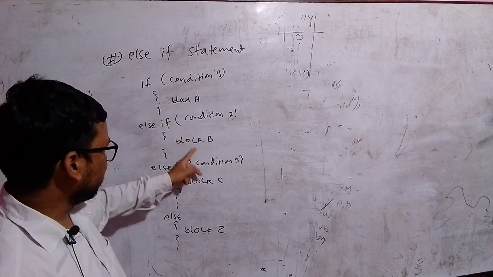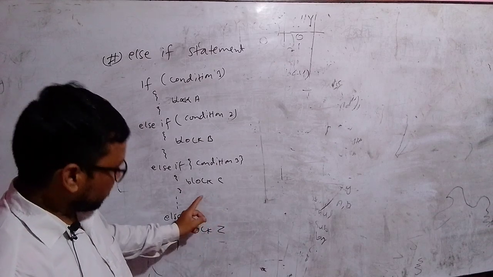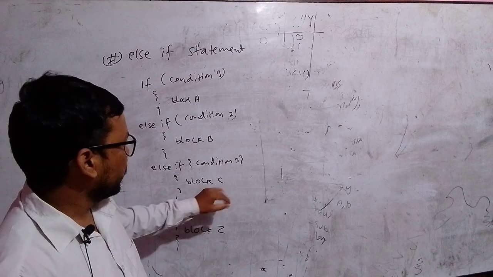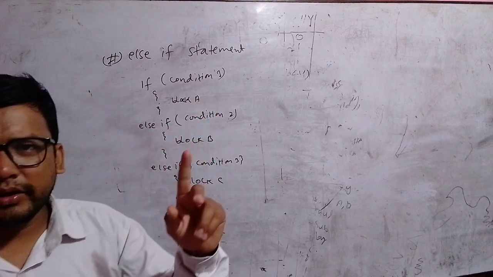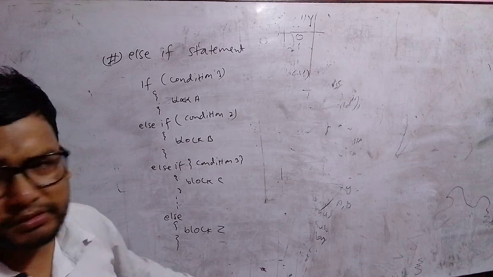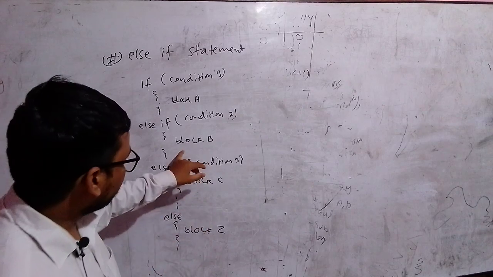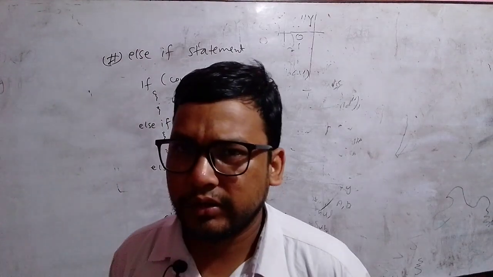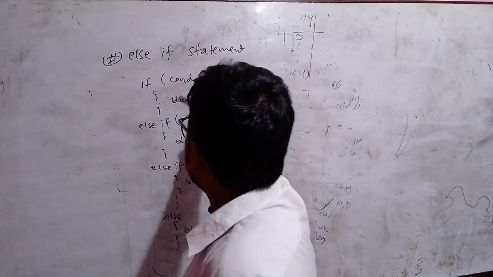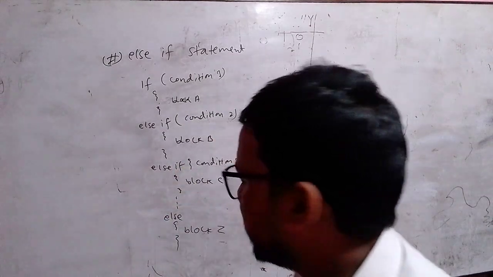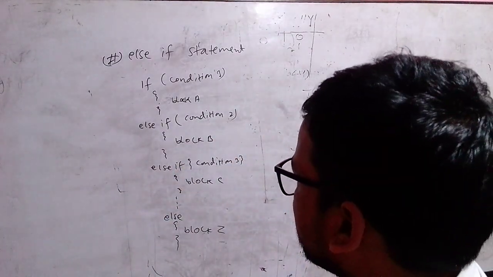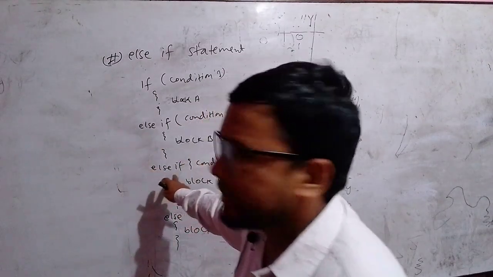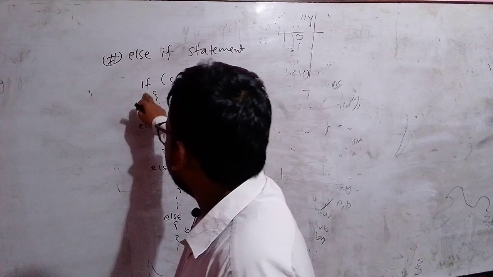Now the syntax of writing the else if statement is there. It contains block A, block B, block C, and so on, and block Z. These are the blocks. Now we need to choose only one block at a time based on these conditions: condition 1, condition 2, condition 3, and so on. This is the syntax, and we have appended a number of else if statements between the if and else.